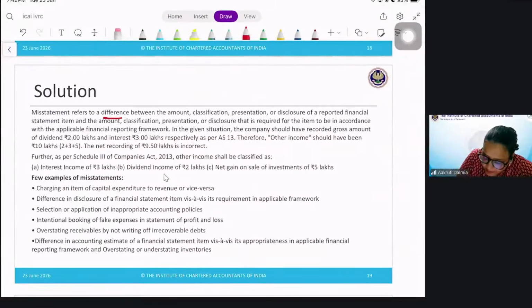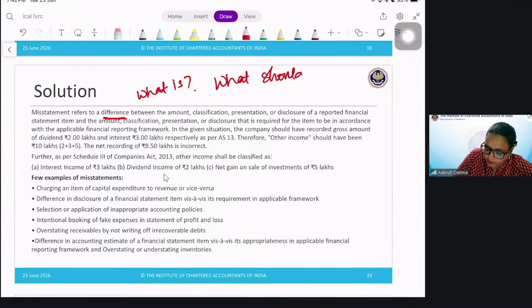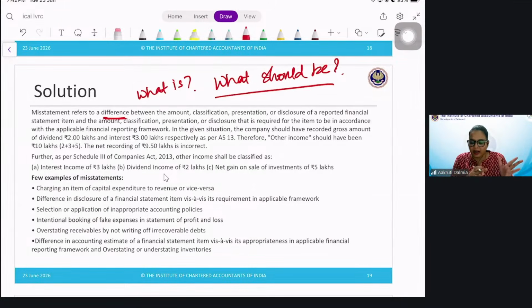Misstatement refers to any difference between what is and what should be. Do you remember? During LVC, I told you what is and what should be, which means the actual and what it should be, what is reported and what is required. So the difference between amount, classification, presentation and disclosure, and the amount and classification that is required, that is misstatement.